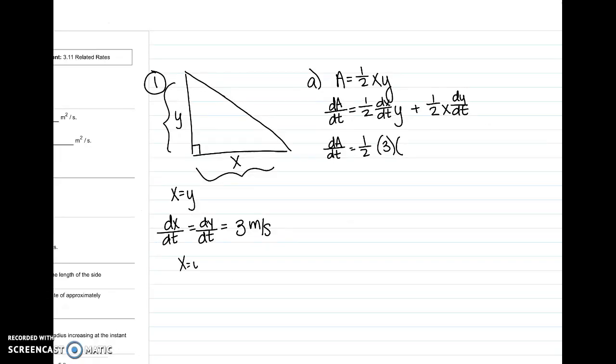and x and y are both 4. So 1/2 times 4 times 3. Okay, and then you can simplify that.